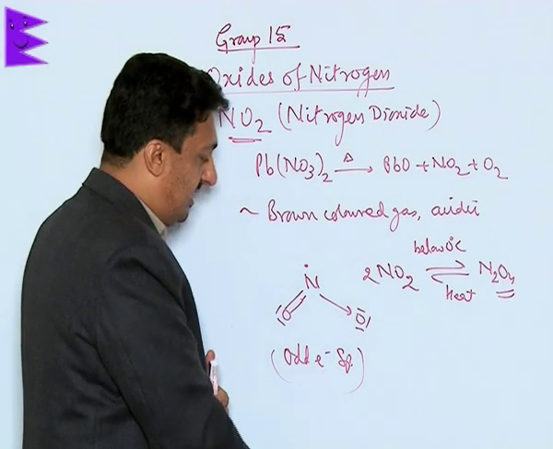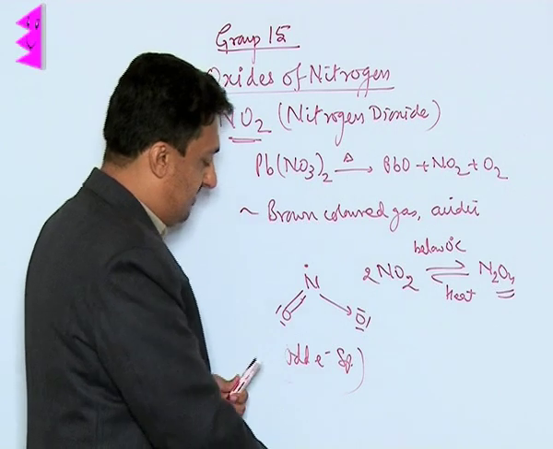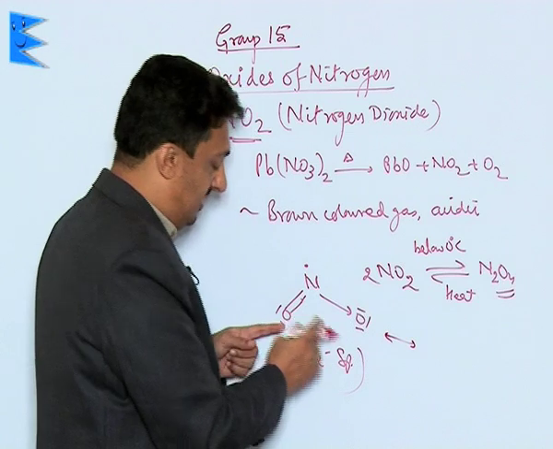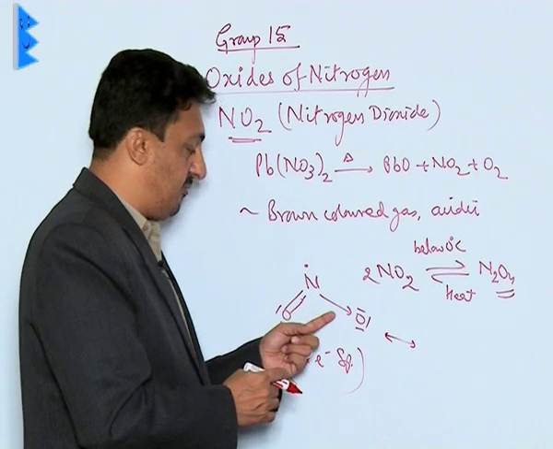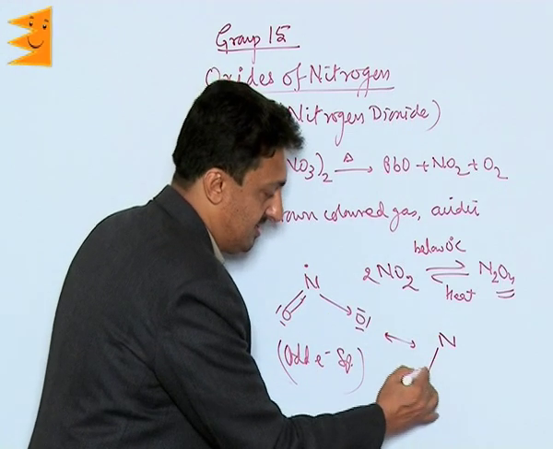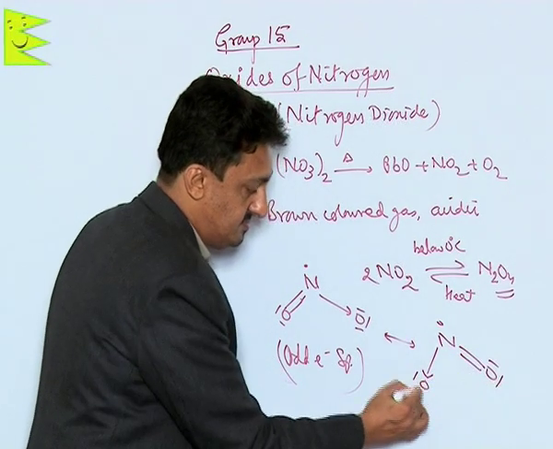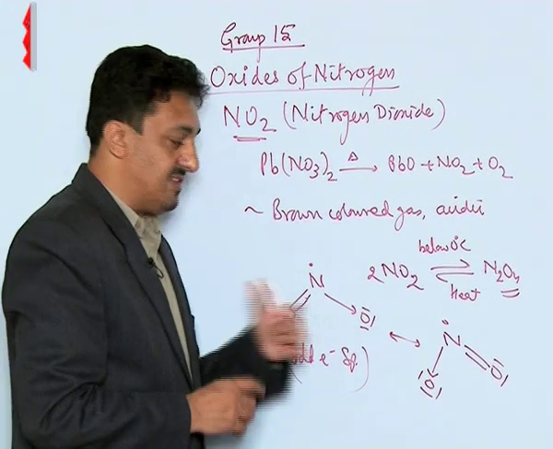But before taking it to the lower temperature, what are its resonating structures? The double bond can be formed with this oxygen also, so we can draw it like this. So there can be a dative bond like this one. So these are its resonating structures.